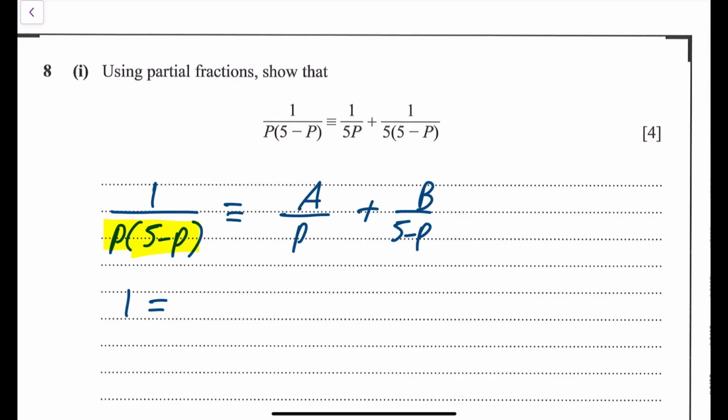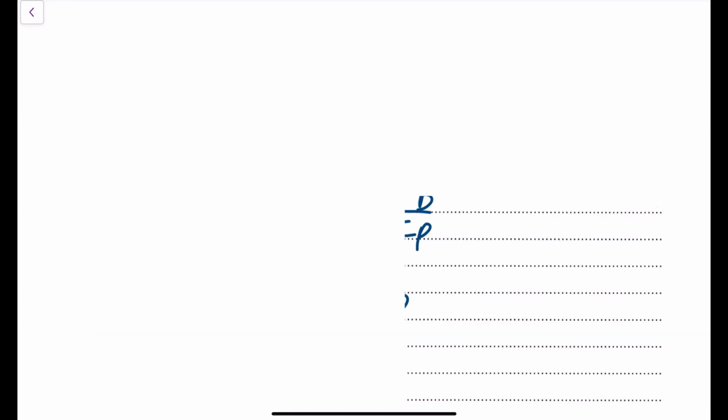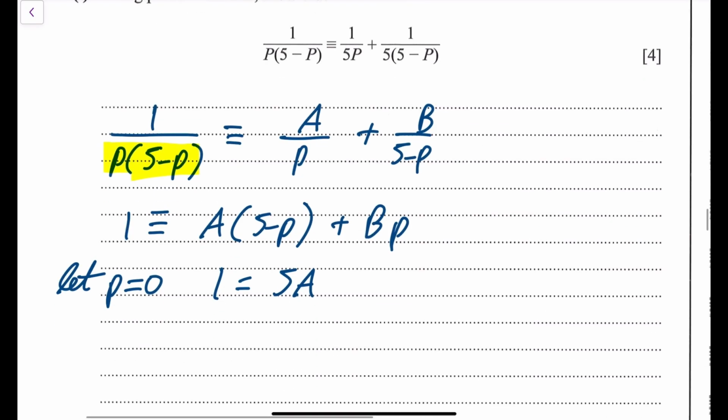And what you're going to get is 1 is identically equal to a upon 5 minus p plus b upon p, and then you can do this whatever way you want. I think in this one I would just let p equal 0. So my left-hand side is still 1. My right-hand side is going to be 5 times a, and this bit here goes to 0. So you just have 1 is equal to 5a. A is equal to 1 over 5. Put that in a box.